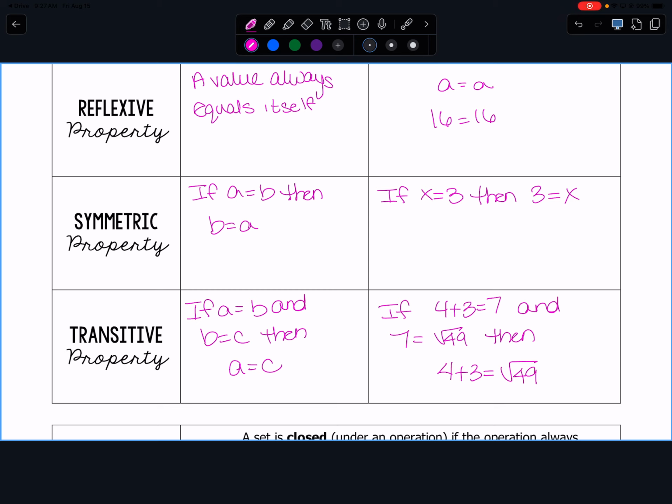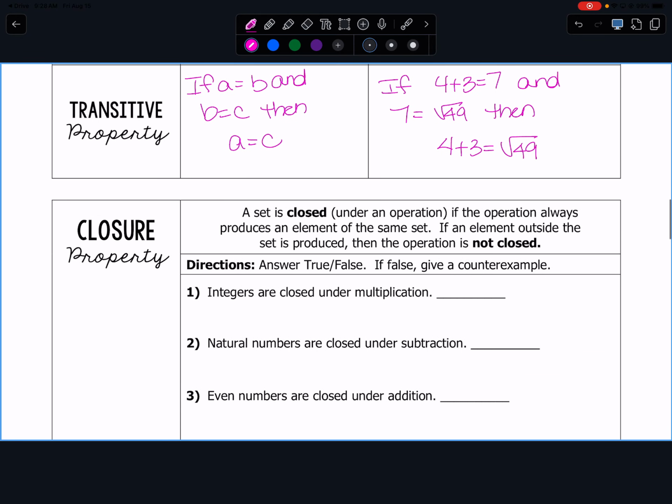All right, so closure property, what it means is: can I take 2 numbers in a set and do something to them and have the result be in the same set of numbers? So like what we did yesterday, right? Can I take 2 real numbers, do something with them, and end up with a real number? Can I take 2 integers, do something with them, and end up with an integer? So it still has to be within the same set of numbers. And if it's not, then it's not closed.